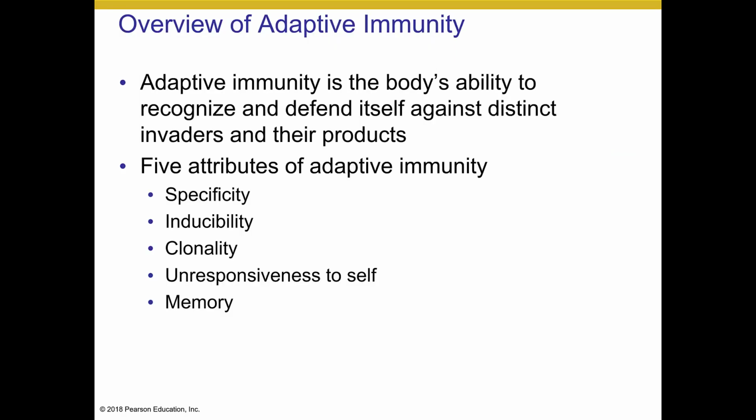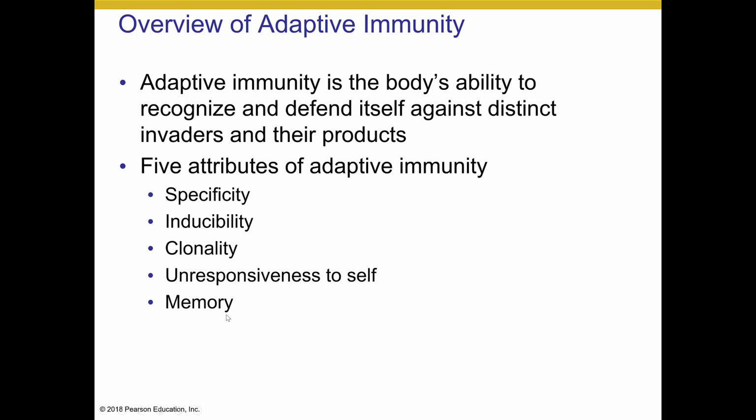So some of the key characteristics of the adaptive immune response. So specificity, I kind of already talked about that. We're talking about a specific invader. Inducibility, I'll talk about that in a second. Clonality, unresponsiveness to self, that's very important. We don't want our immune system to respond to our own cells. We want it to respond to foreign things.